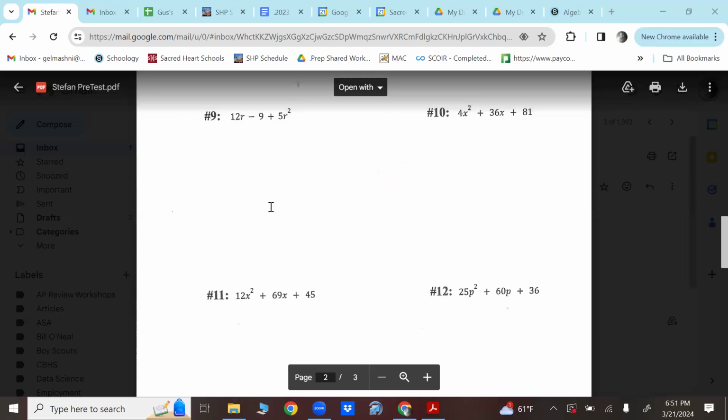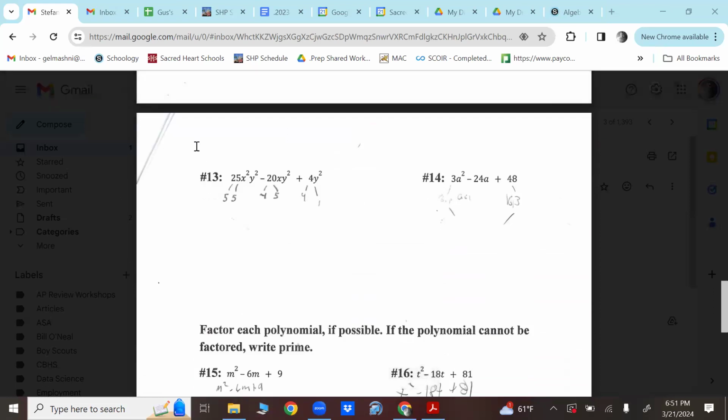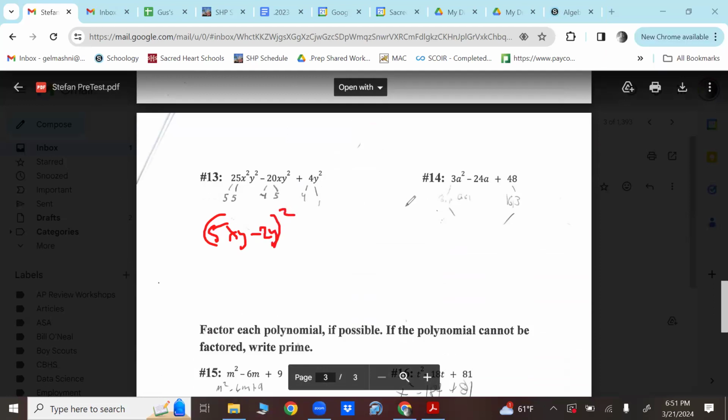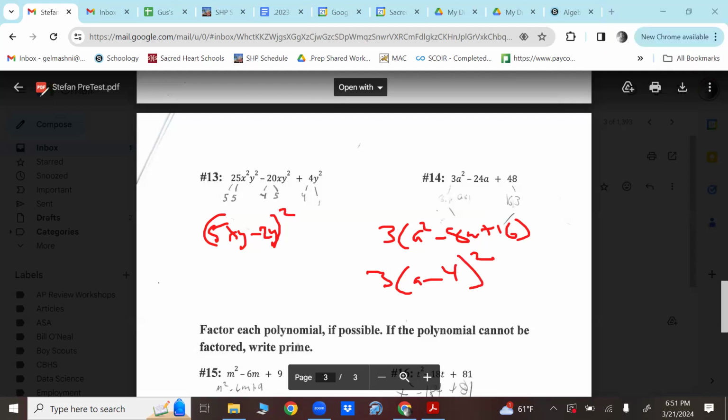Yeah, so you can do the same thing here, right? You can notice 25 and 4, so 5xy and minus 2y. And there you go. Here, you notice you take out 3, and those are perfect squares. There you go.